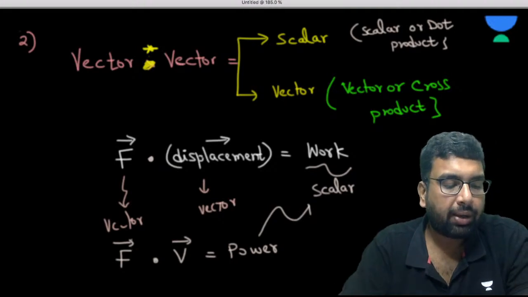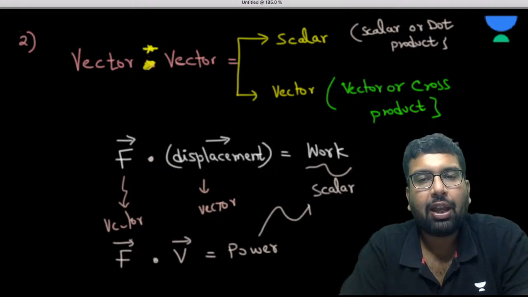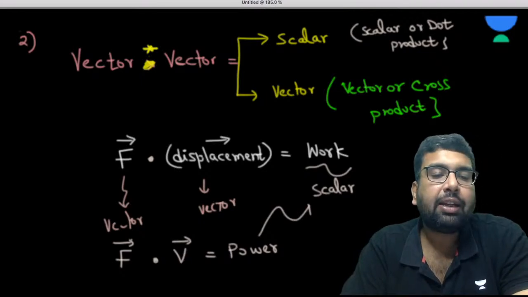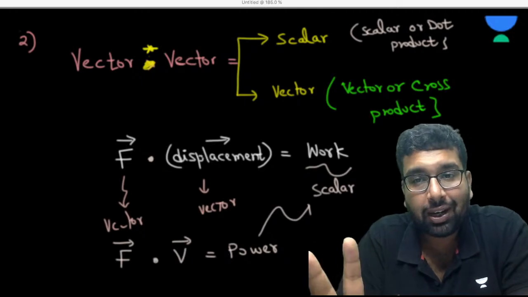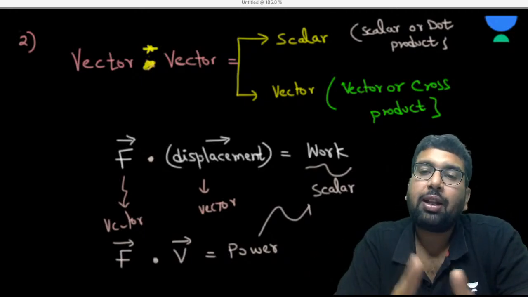Are you getting my point? Whenever you multiply any two vector physical quantities but the result you get is a scalar, remember that you are doing the dot product.